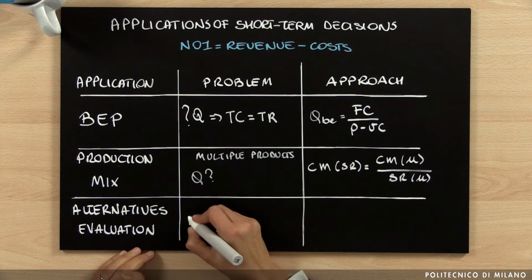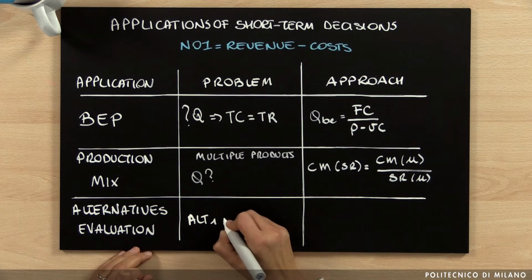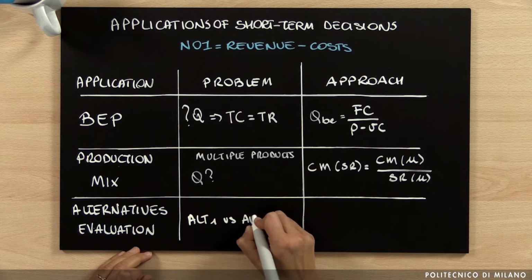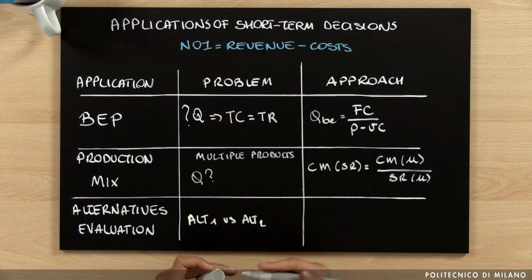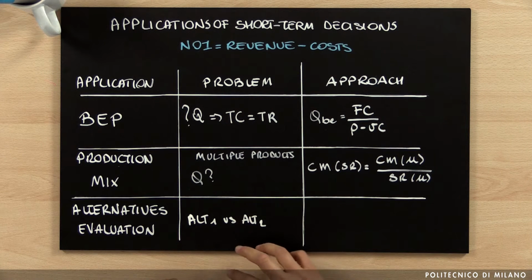So in this case, our problem is alternative 1 versus alternative, let's say, 2. So which among several alternatives is the best one. Also in this case, in order to approach this kind of short-term decision, the net operating income approach is the one that is adopted. So let's see in detail how we can approach these alternatives evaluation.